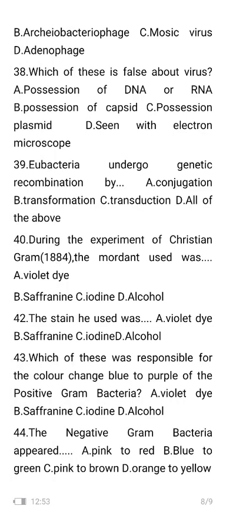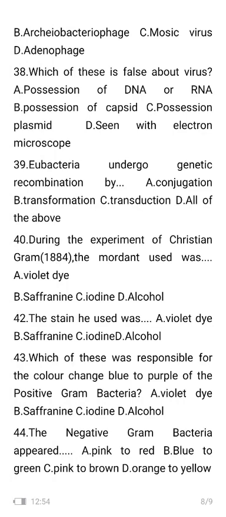And during his experiment, iodine was used as what? The mordant. Number 42 says, the stain used was dash. A. Violet dye, B. Safranin, C. Iodine, D. Alcohol. Please, he used a safranin stain. Alright, please take note of that.